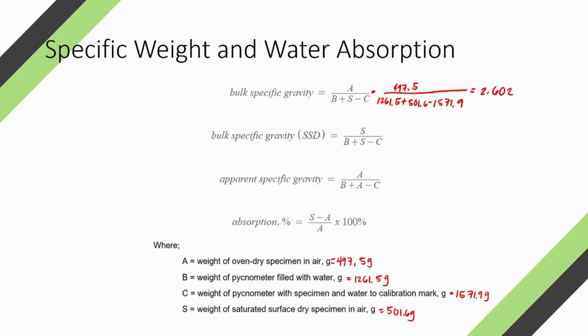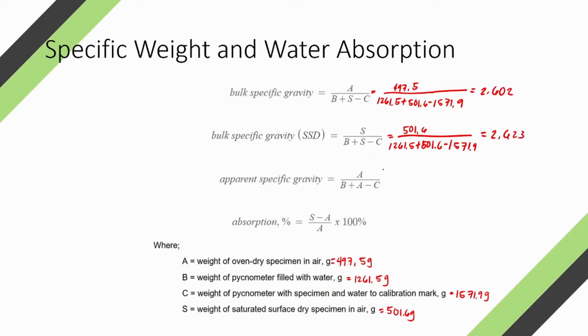Next, we have here bulk specific gravity in SSD condition. So, papalitan lang natin yung nasa taas ng saturated surface dry na weight. So, 501.6 all over 1261.5 plus 501.6 minus 1571.9, and that would be equal to 2.623.